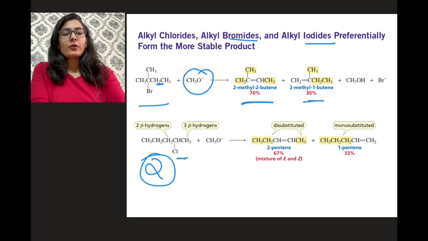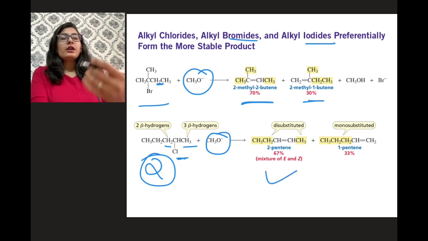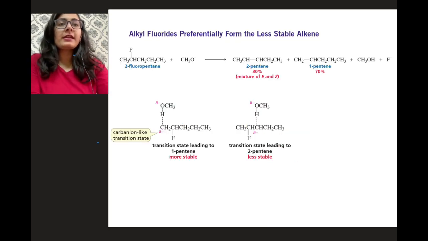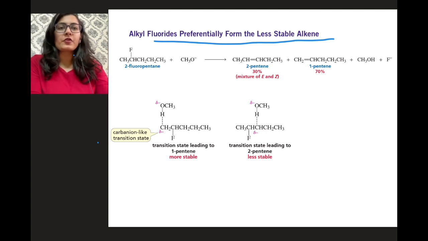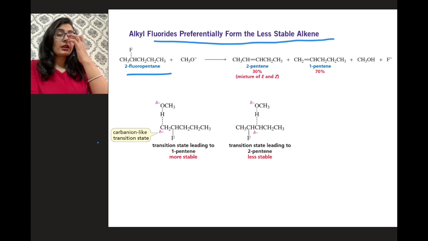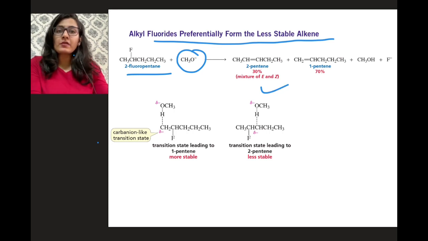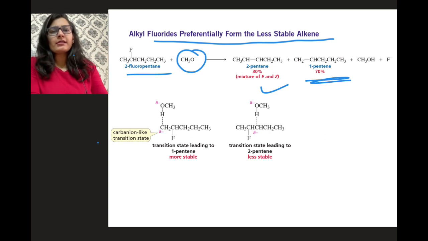And also in the case of chlorides, when you have two different possibilities of hydrogen, one here and one here, the same base will give you a major amount of the more substituted Saytzeff product and a smaller amount of the mono substituted product. Okay. However, the alkyl fluorides preferentially form the less stable alkene, and we are going to discuss why that is so. You see 2-fluoropentane, which is again an unsymmetrical fluoro compound, in the presence of ethoxide gives you 2-pentene, only 30%, and 1-pentene as the major product. That is, the Hoffman product is major. Why does it happen? Let's see.